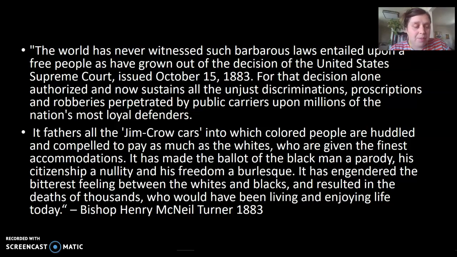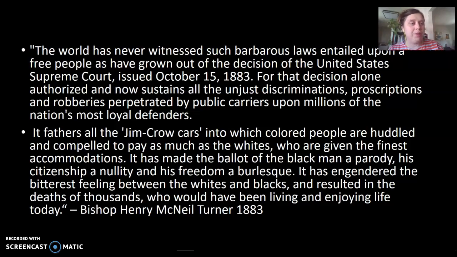It has made the ballot of a black man a parody, his citizenship a nullity, and his freedom a burlesque. It has engendered the bitterest feelings between the whites and blacks and resulted in the death of thousands who could have been living and enjoying life today. So I bring this in to remind us that it wasn't a simple timeline of like the Civil War ended and then the Jim Crow South started.